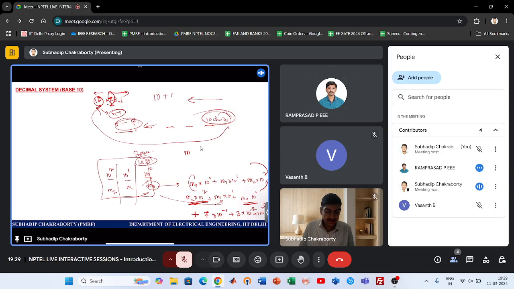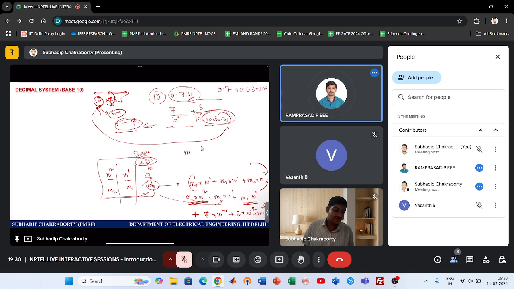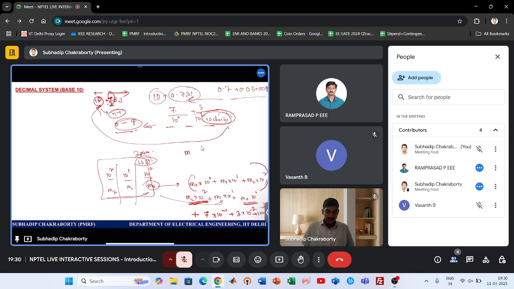So you can write 10 plus 0.731, and then break it down. Actually, you are getting that value only. So the 7 by, how would you say, 7 into 10 to the power minus 1, and 3 by 10 to the power minus 2. In the fractional part, it is 0.7 plus 0.03 plus and so on. Like that we write, right?